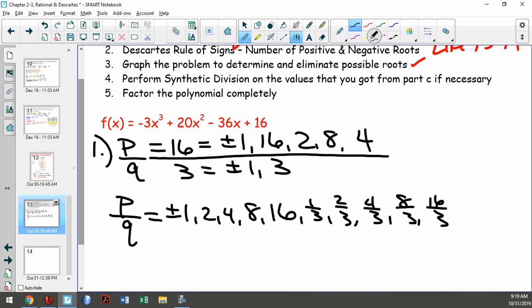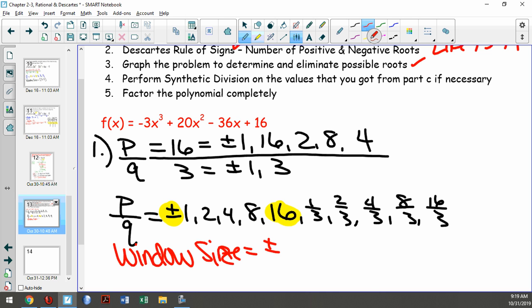Now, what number do I want to pick out of there? I want to highlight the plus or minus, and what other number? 16. The 16. And that's going to help me get my window size. So my window size is going to be what? Negative 17 to 17. If I do 16 and 16's root, I'm not going to be able to tell it. So I have to go 1 unit over so I can see that pixel. Does that make sense? On the calculator.